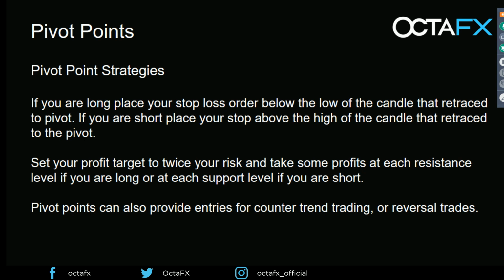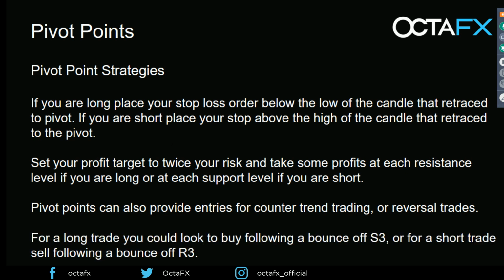Pivot points can also give you some nice entries for counter trend trading. In the first one, you were trading in line with the trend and looking to capitalize on the trend, but pivot points can also give you some nice counter trend trading opportunities, or reversal trades, you might call it. So for example, for a long trade, you could look to buy following a bounce off of S3. That's the third support, the deepest level of support. You have S1, S2, and S3 is the lowest one. For a short trade, sell following a bounce off R3.